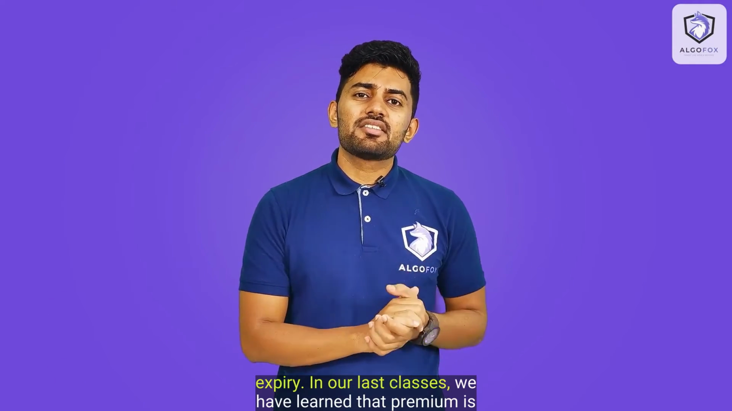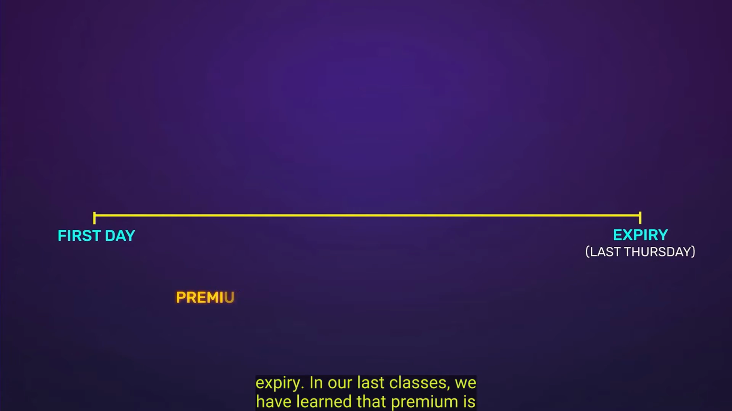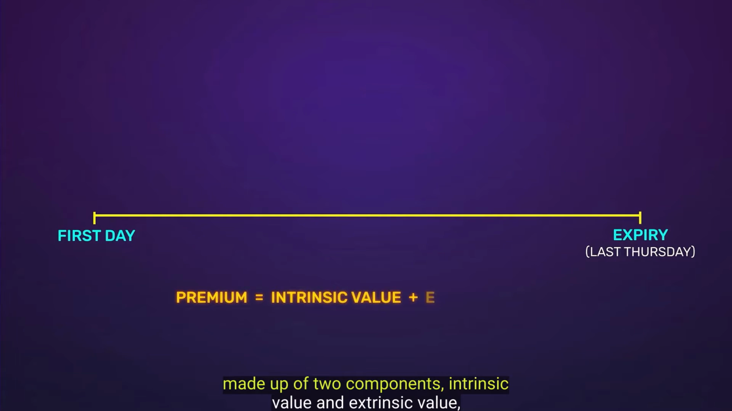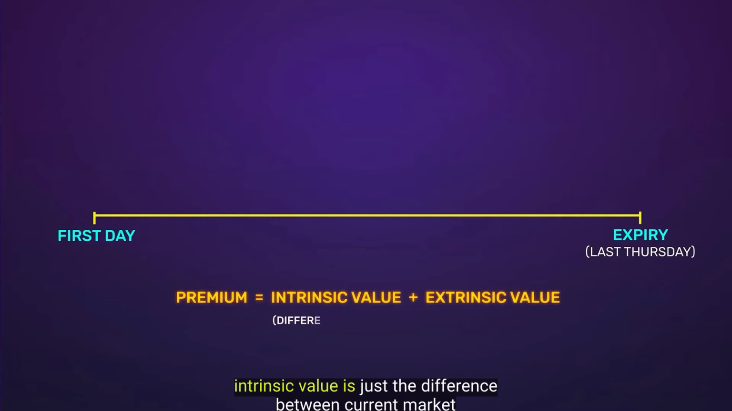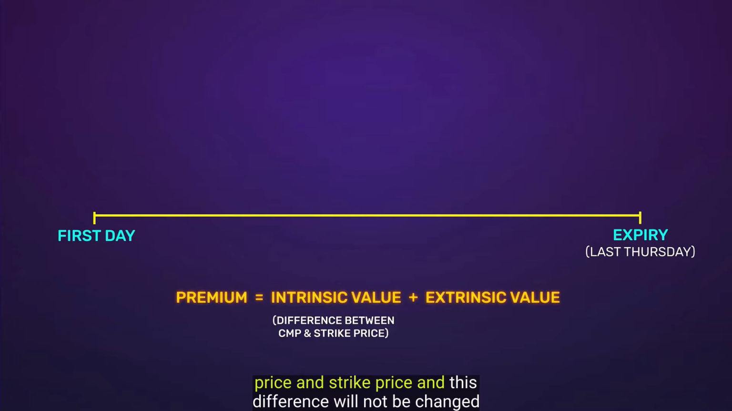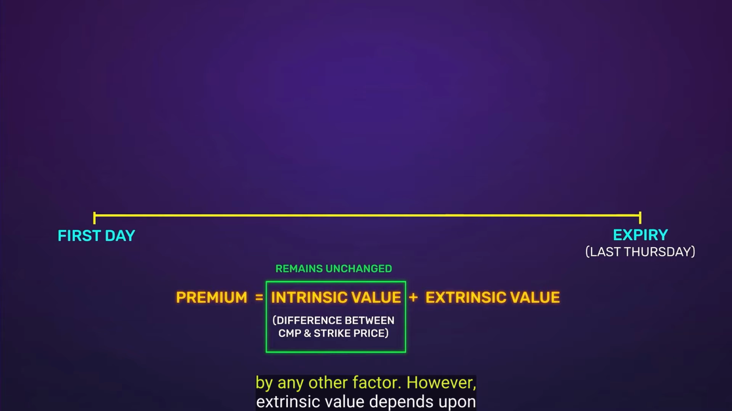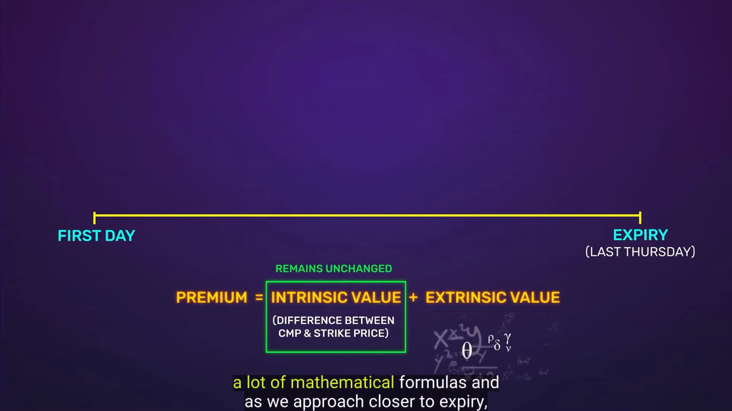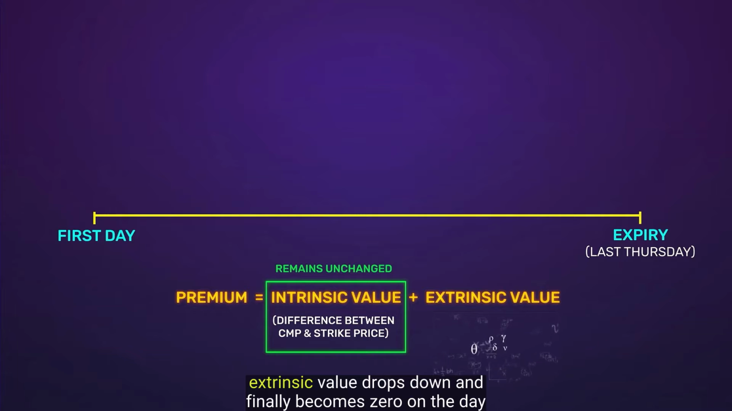In our last classes, we learned that premium is made up of two components, intrinsic value and extrinsic value. Intrinsic value is just the difference between the current market price and the strike price, and this difference will not be changed by any other factor. However, extrinsic value depends upon a lot of mathematical formulas, and as we approach closer to expiry, extrinsic value drops down and finally becomes zero on the day of expiry.